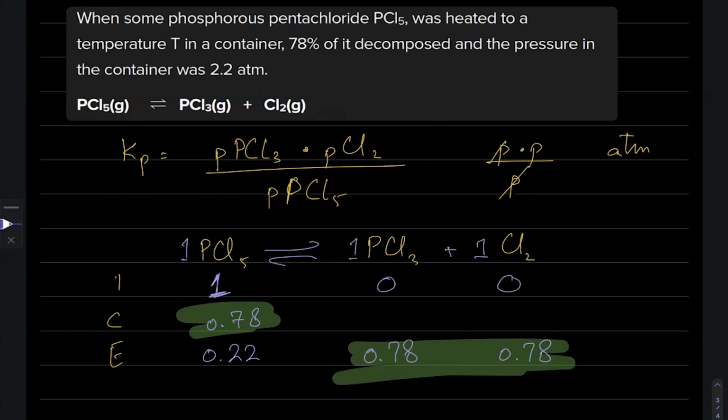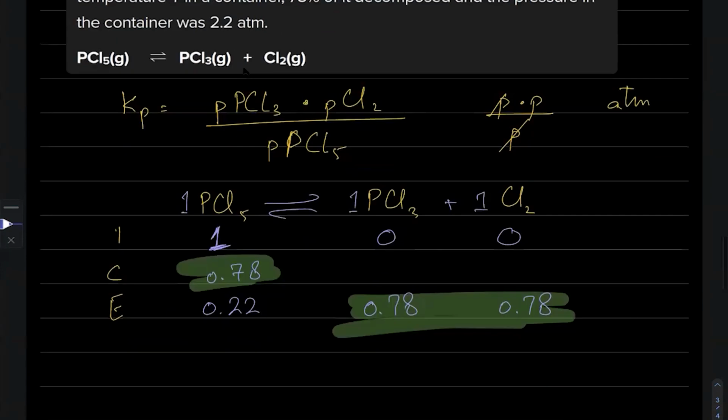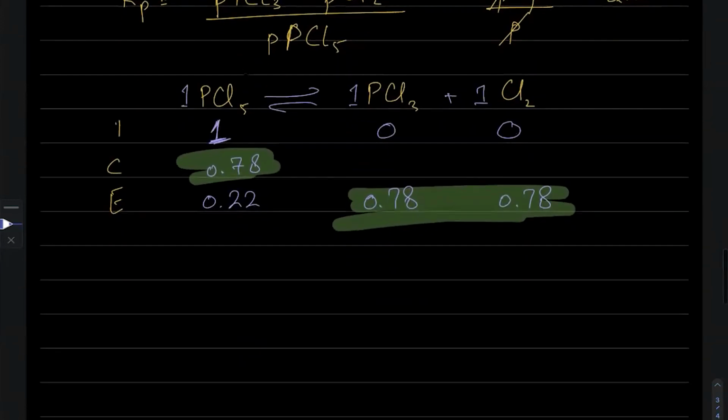So this is the ratio of moles that I have, because I don't really have the numbers. So what is my total moles now? This is where I find the mole fraction. For the mole fraction, I will need the total moles. 0.78 plus 0.22 is 1, then 1.78. That's my total. So my mole fraction is 0.22 over 1.78.